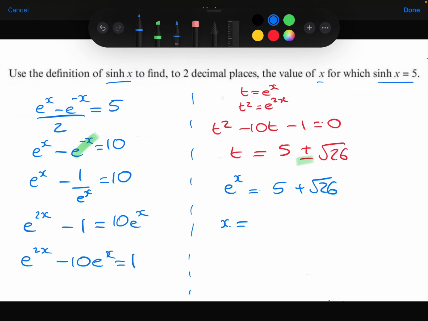All I'm going to do now is take logarithms of both sides. And I could leave my answer like that to be an exact form, but the question wants me to have it as a decimal. So let's type that into your calculator. And we're done.